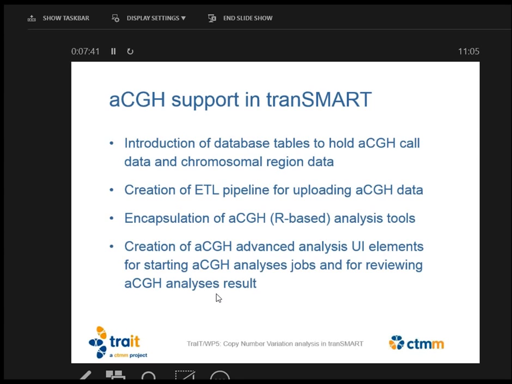Okay, so this process we try to support in tranSMART. We made some changes to tranSMART. We introduced some database tables to hold this specific array CGH call data and the chromosomal region data. We created an ETL pipeline for uploading that data. It's very similar to the gene expression pipeline, so we basically started with that pipeline and adapted it. We encapsulated a number of R-based scripts to do the analysis for us. And we created some of the UI elements needed to specify the inputs for running the analysis. They will appear in the advanced analysis tab as new analysis items.